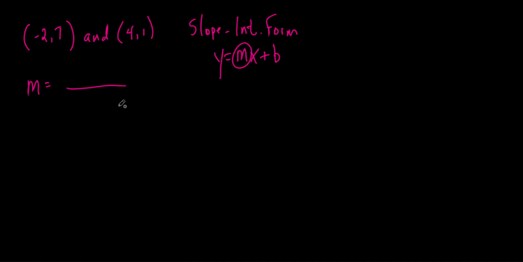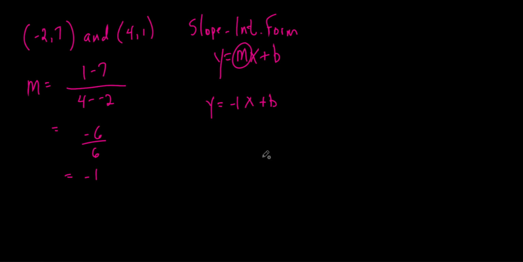We've done this twice already. Let's do it again. Let's subtract the y's from each other: 1 minus 7, and then 4 minus negative 2. All right, this is negative 6 over 6, which is negative 1. So that's my slope. So I can put it right here: y equals negative 1x plus b.